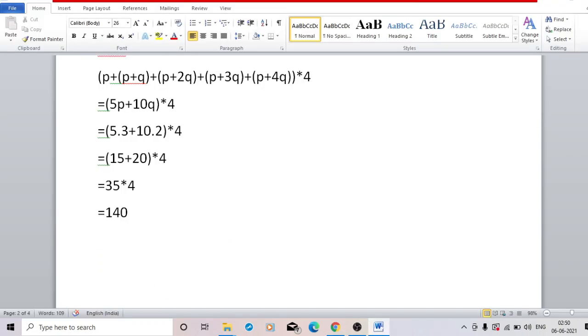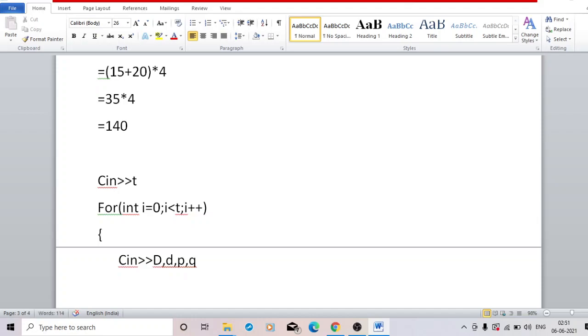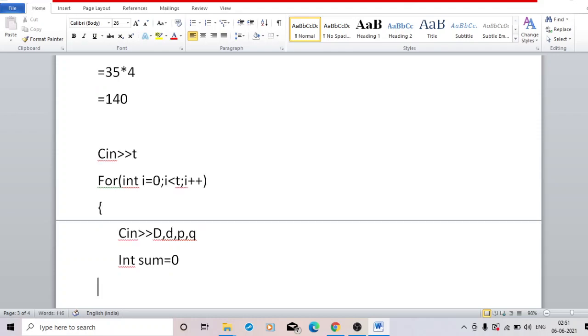Okay, so at first I need to take an input of T as test cases, and I will run a for loop for int i equal to 0 to i less than T, i plus plus. Here I'll take the input of all those D, d, P and Q. Okay, now I'll take integer sum. Initially it is 0, and integer n, it will have capital D by small d, this value.